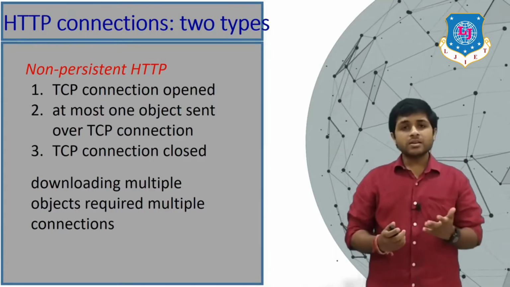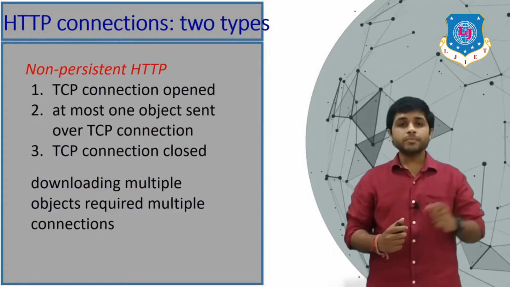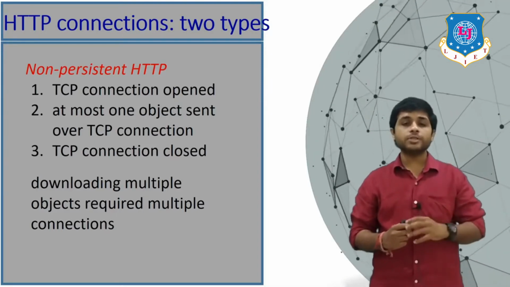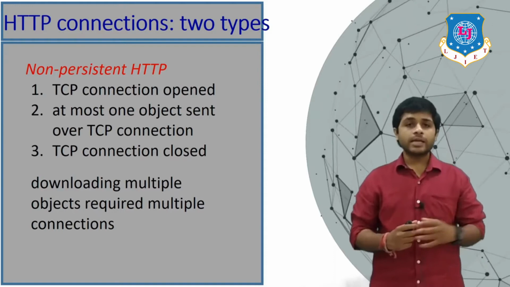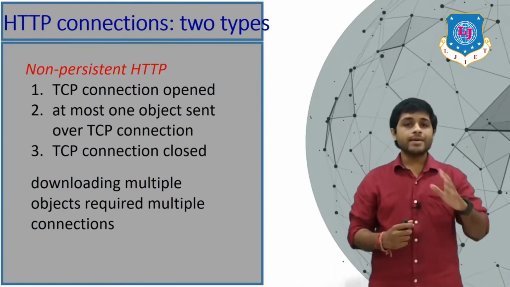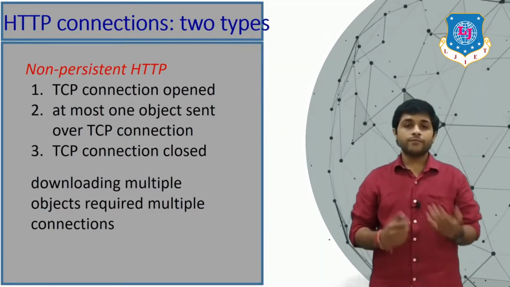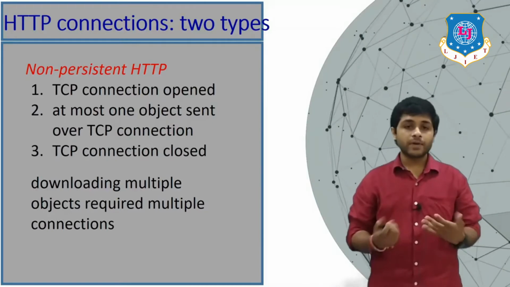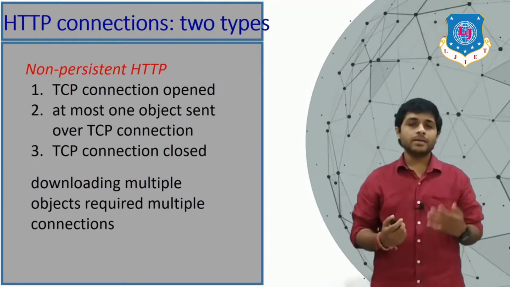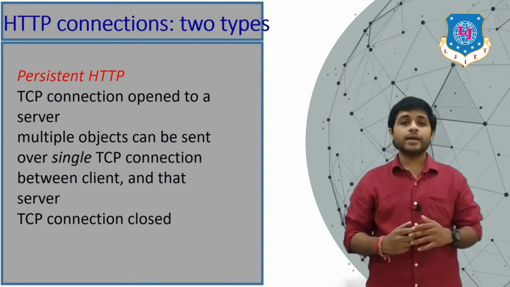So what is the disadvantage of non-persistent HTTP? In non-persistent HTTP, at a time you can receive only one object from the server. For example, at a time you can receive only one image or only one file from the server. So if you want to download multiple files, in that case non-persistent HTTP won't be that helpful. That's why we use the persistent HTTP.